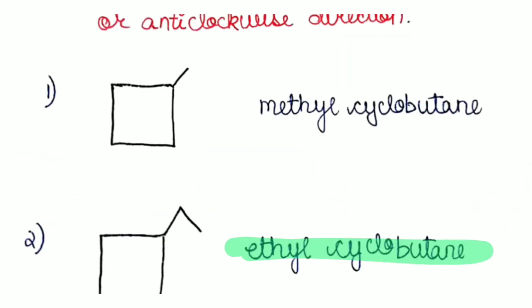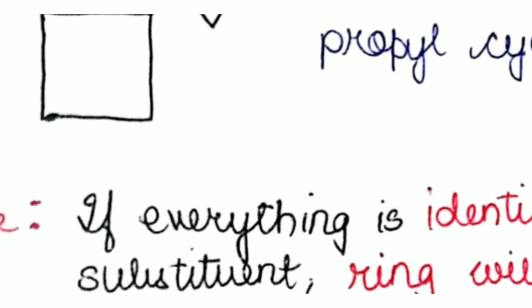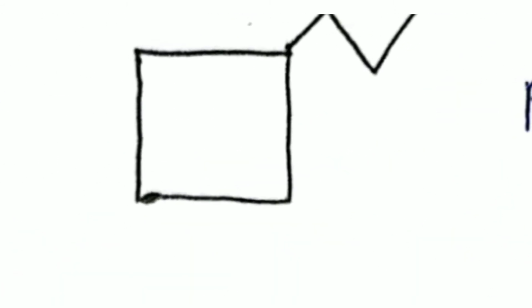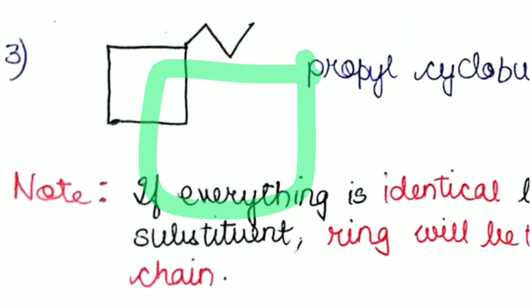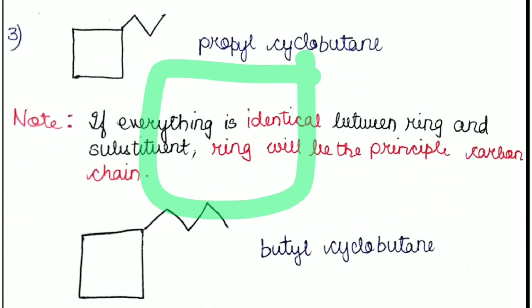Ethyl cyclobutane. Now what about this compound, guys? We have a 3 carbon atom straight chain and a 4 carbon atom ring in our cyclo part. So how will we name this compound? Again, since this has 4 carbon atoms, this will be the principal carbon chain and this will be the substituent because it has only 3 carbon atoms, and we will be calling this propyl cyclobutane. That's the name of this compound, guys.